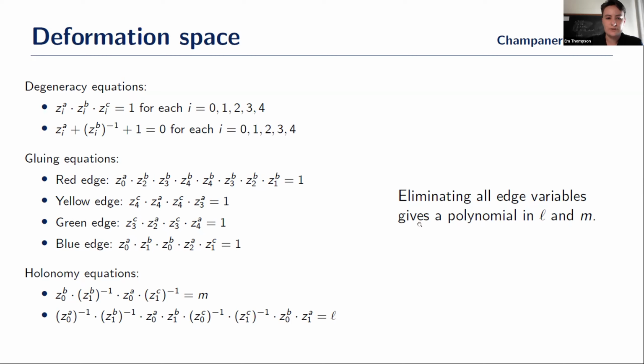And so if we go through and eliminate all of the Z variables here, we end up with a polynomial in L and M. And I've cited Champanica here because he connected this two variable polynomial to the A polynomial, if anyone knows anything about that.